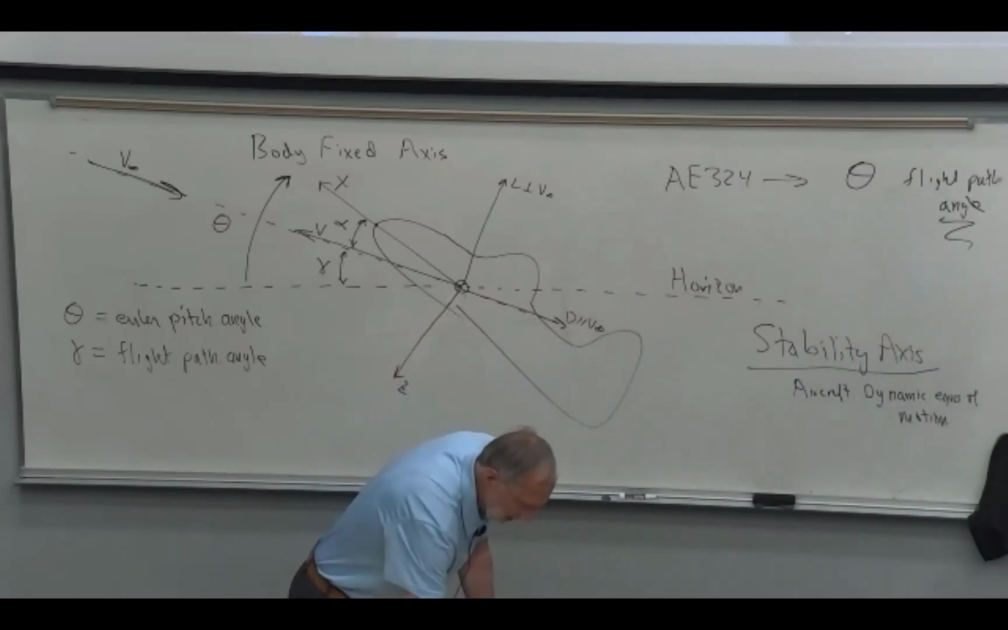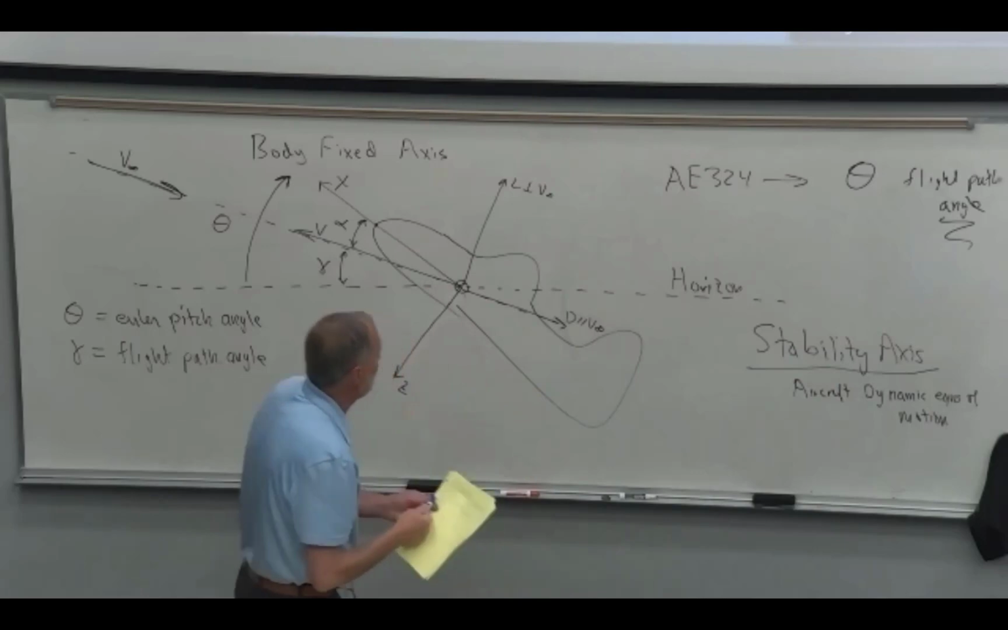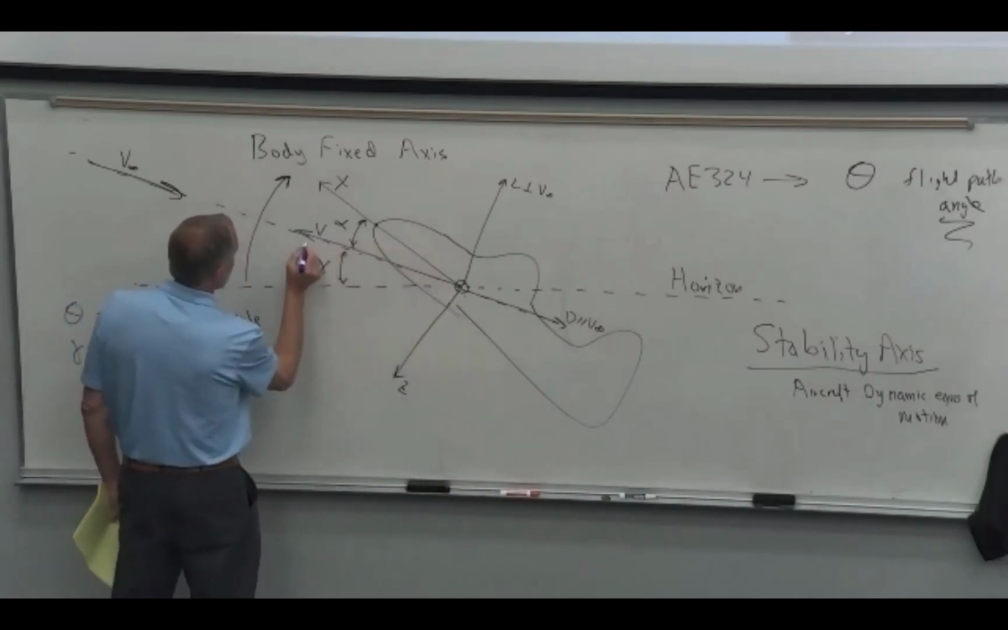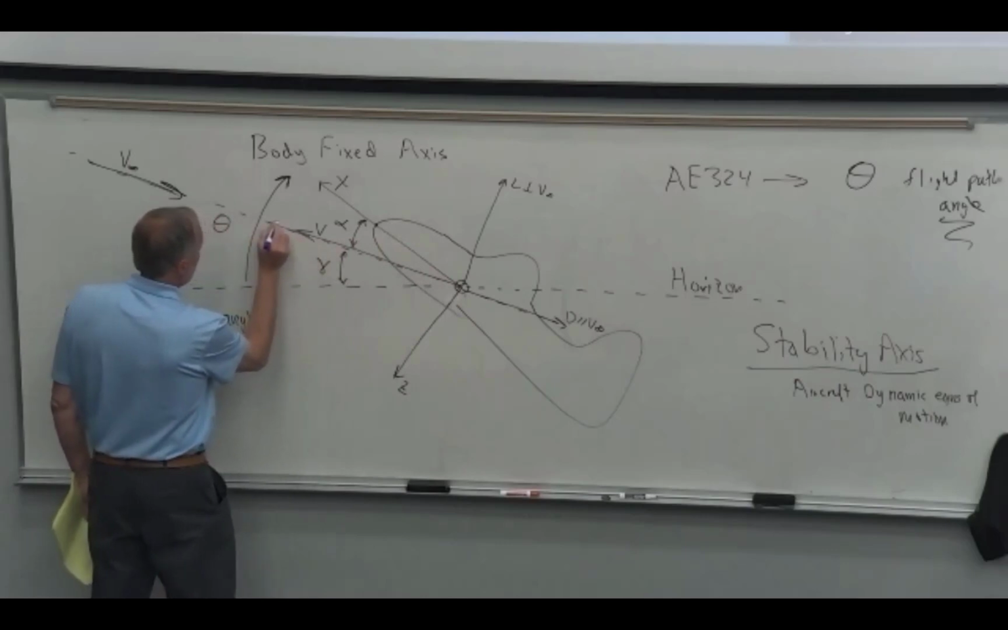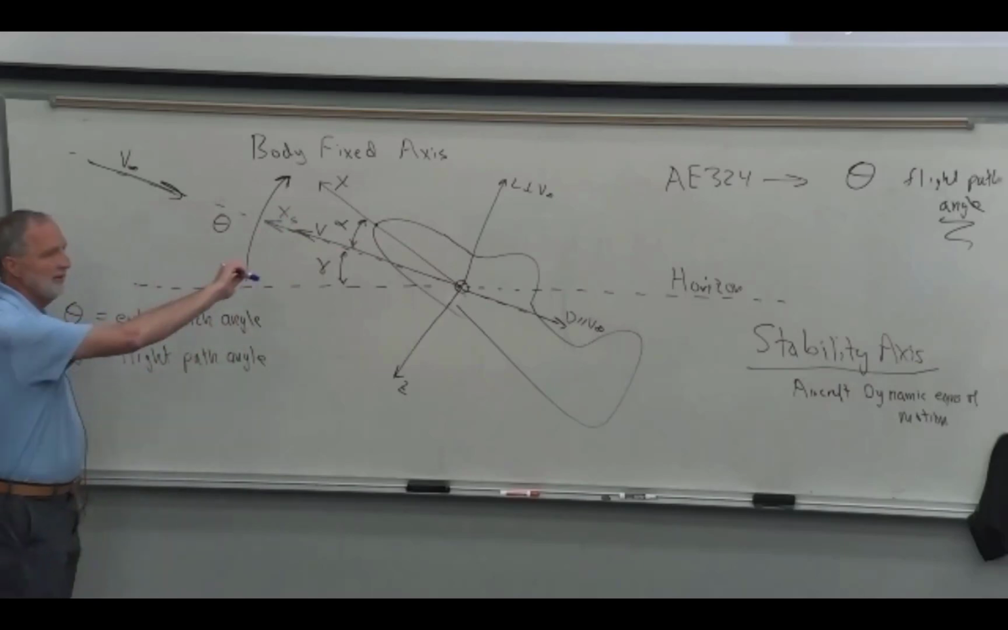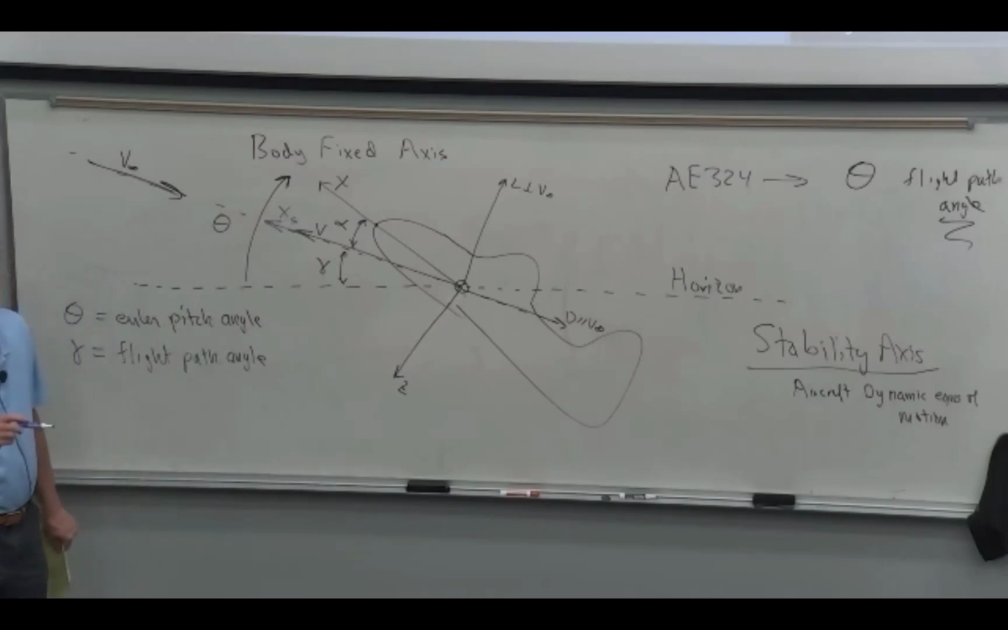It's still an X, Y, Z axis system. It's not any big deal. We just say, okay, we're not going to point X out the nose. We're going to point X along the wind. So put an S on that for stability axis system. And we can do that. We can stick the axis system with Velcro, if we wanted, on the airplane, in any direction we want.